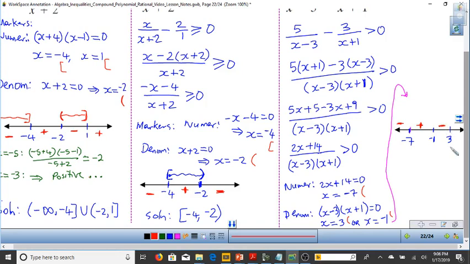And finally, a number to the right of 3, say 4. 8 plus 14 is a positive number. 4 minus 3 is positive. 4 plus 1 is positive. Positives all around, so we're going to get a positive result.